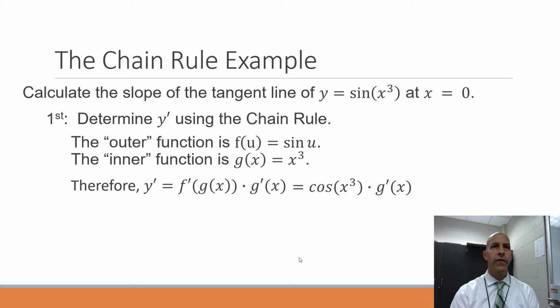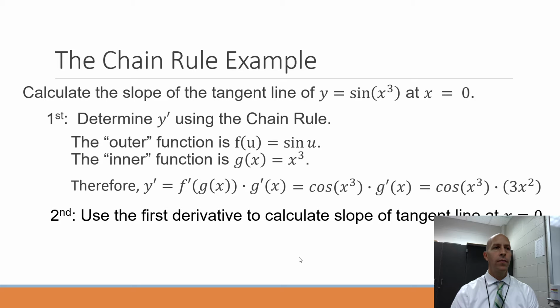So we're going to take the derivative of the outer function, which is sine, and the derivative of sine is cosine. Then I'm leaving the inner function the same. Now I need to multiply this by g prime. The derivative of x to the third is 3x squared using the power rule.